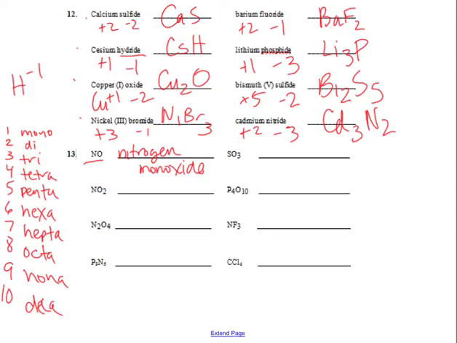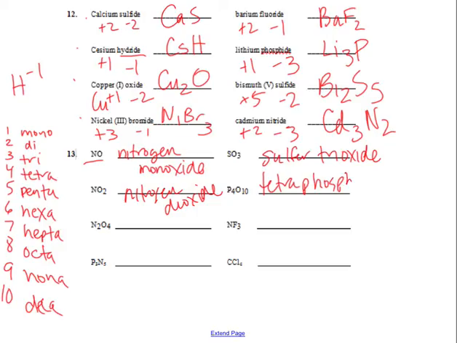All right, the next one. Sulfur what? Sulfur trioxide. Next, nitrogen dioxide. Next, tetraphosphorus pentaoxide.